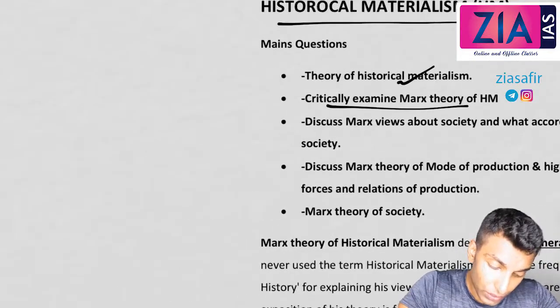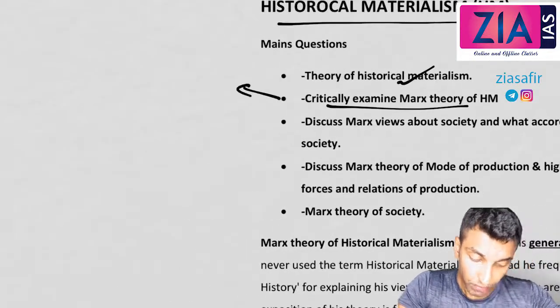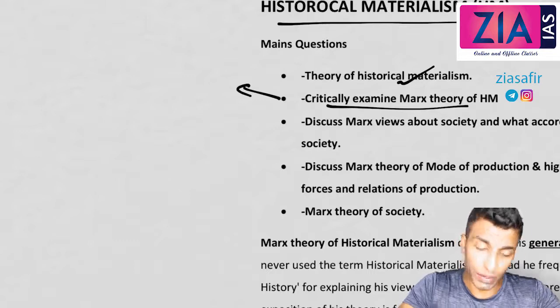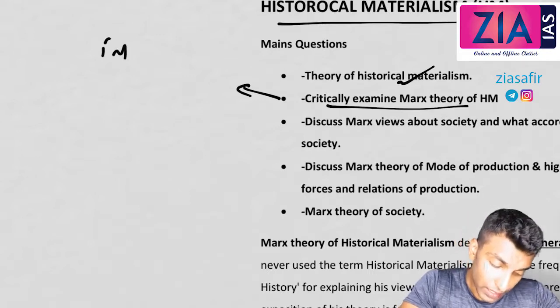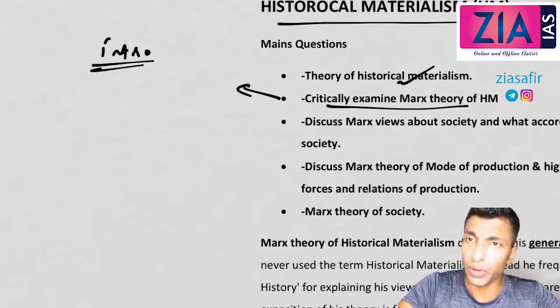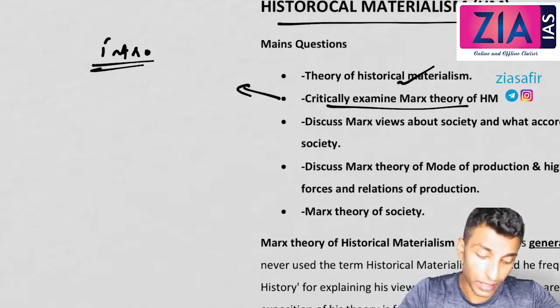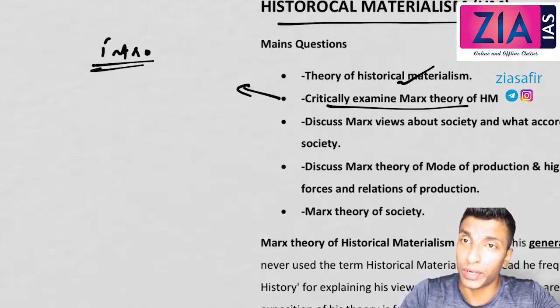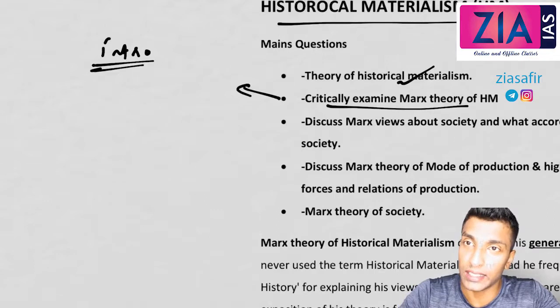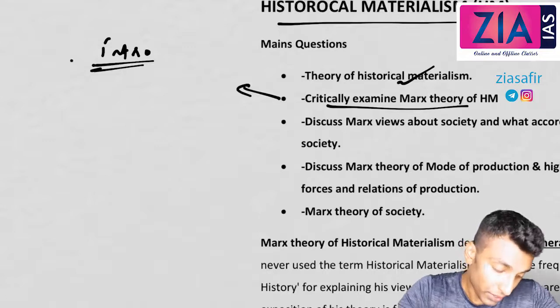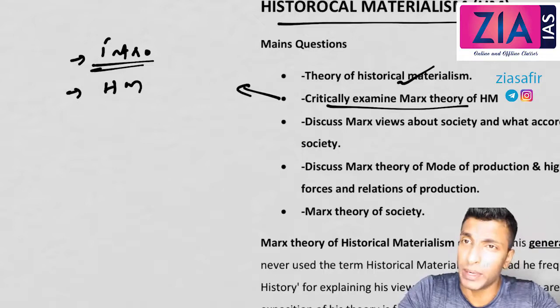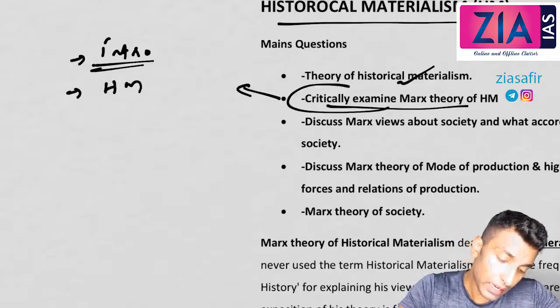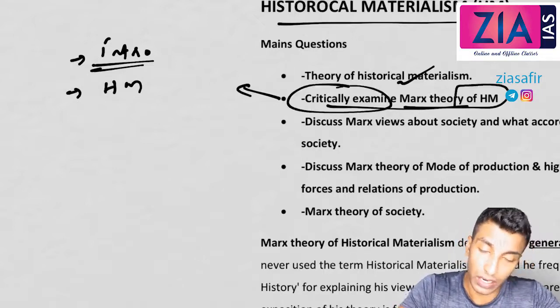And the structure of this also we have discussed, right? If the question is to critically examine, first you will write the introduction of this theory. In the introduction you can write his idea about society and change itself, which is also a part of the theory, so there is no need to write a separate introduction. Then you can write what this theory of historical materialism is. For example, here, critically analyze the theory of historical materialism.